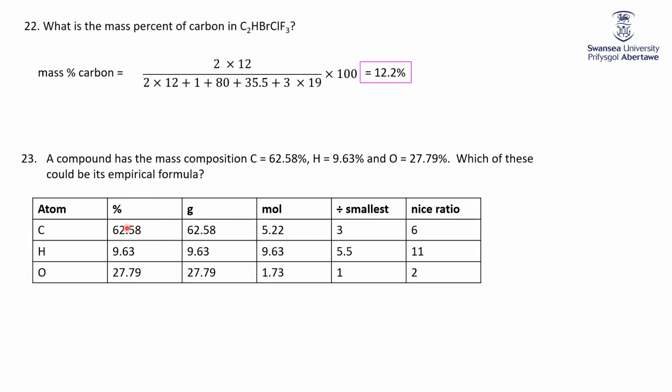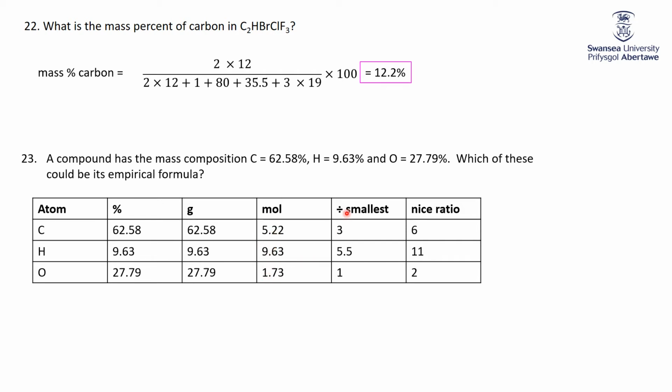Here's our percentages. So what we do is we say, well, let's imagine we have 100 grams. Well, in 100 grams, there would be 62.58 grams of carbon, 9.63 grams of hydrogen, 27.79 grams of oxygen. Convert those to moles, dividing, of course, by 12, by 1, and by 16. Now then we get, this is actually as a mole ratio, which could give us the formula, but we want to make it nice and pretty.